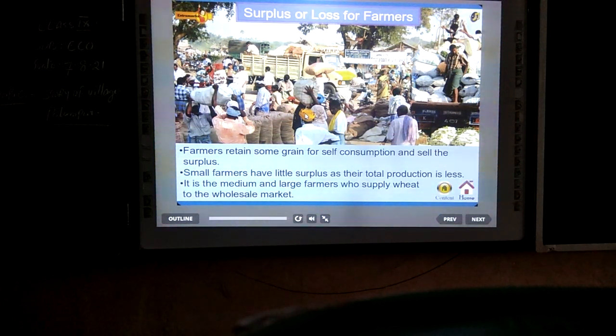After harvesting, especially the medium and large farmers take the entire stock to the nearby cities, Raiganj and Shahpur, and sell it. You can see in this picture how they sell.